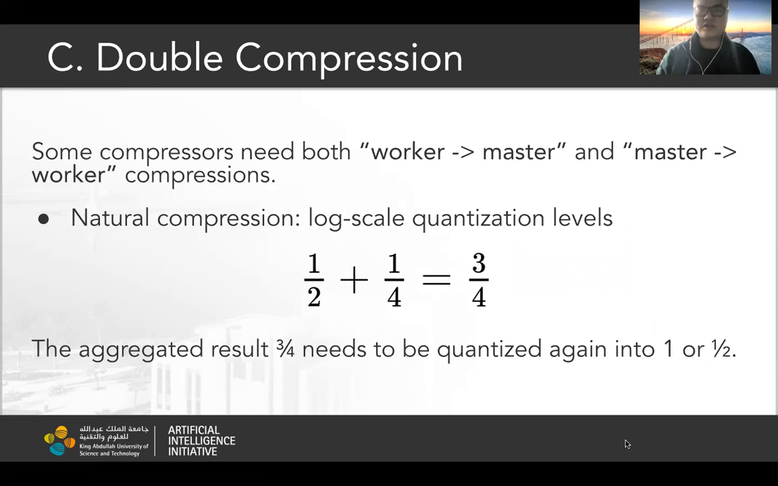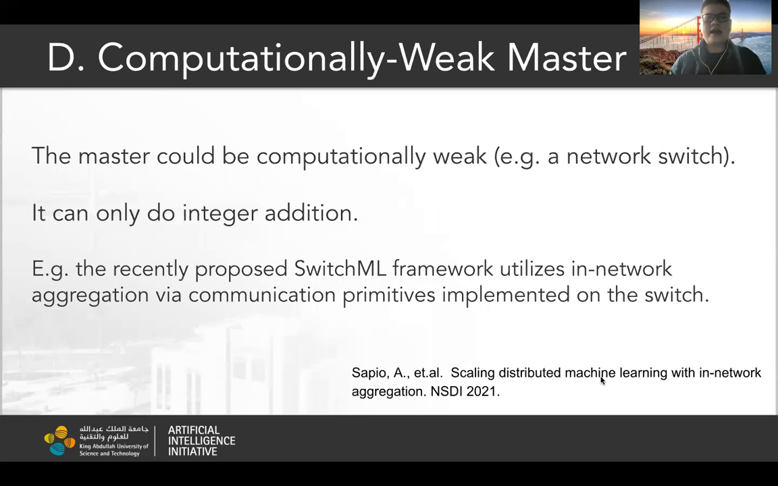And some compressors need double compression. Like in natural compression, if we aggregate these quantized values, it will lead to a result that needs to be quantized again into 1 or 1/2. And the last issue is that sometimes the master could be computationally weak, like a network switch that can only do integer addition. Then most compressors are not applicable.